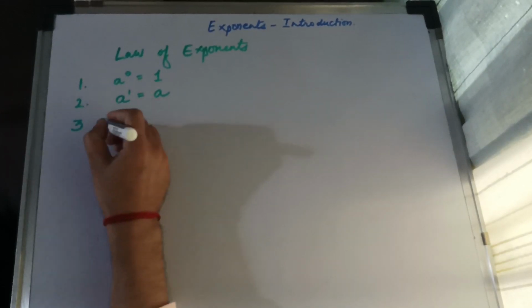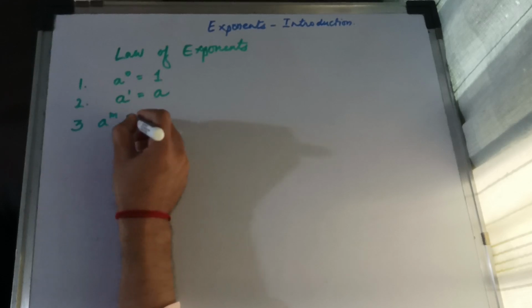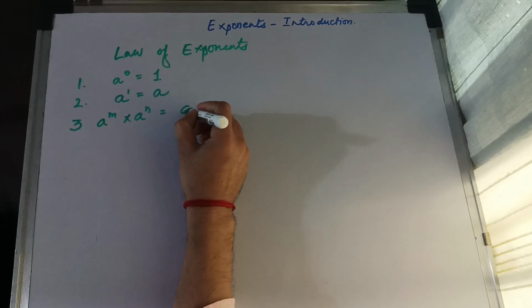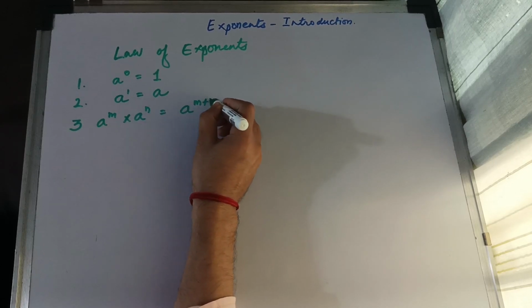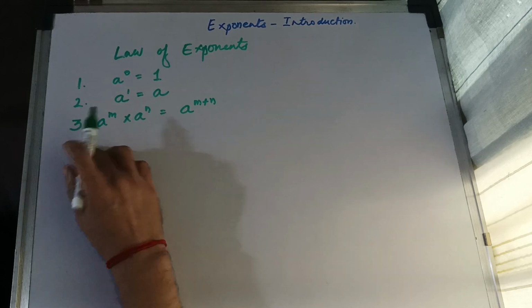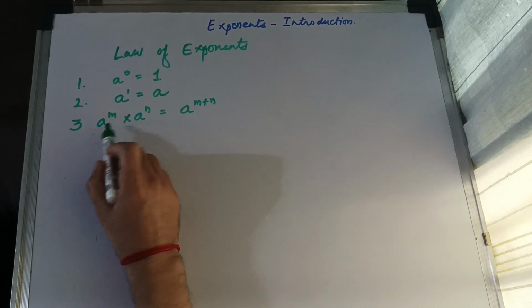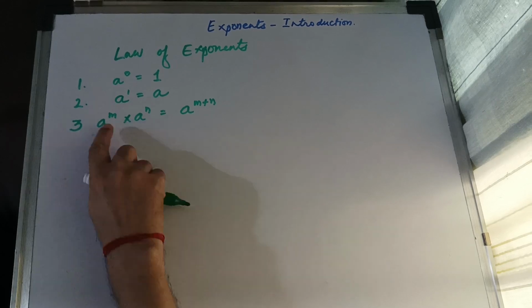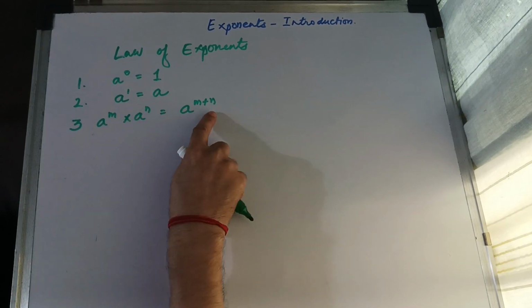Third is a raised to m into a raised to n will give us a raised to m plus n. So here, when two exponential forms are getting multiplied, their powers will get added.